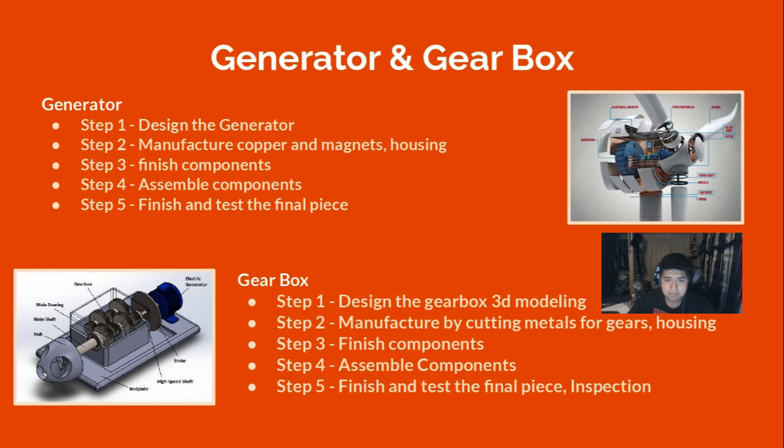For the gearbox, the design principles are basically the same. For step 1, you design the gearbox. I would also use 3D modeling software, something like AutoCAD, Onshape, SolidWorks. For step 2, I would manufacture it, but I would use cutting metals. So I would use the milling machine and the CNC machine. I would want to make sure that I can get these gears as precise as possible. I would also manufacture the housing using a mill. Afterwards, I would finish the components to make sure everything is the proper size, diameter, and shape that it's supposed to be. Finally, I would assemble everything together to make sure that everything fits perfectly. Then I would finish and test the final piece and take it to inspection. I want to make sure that everything's working fine and in order.